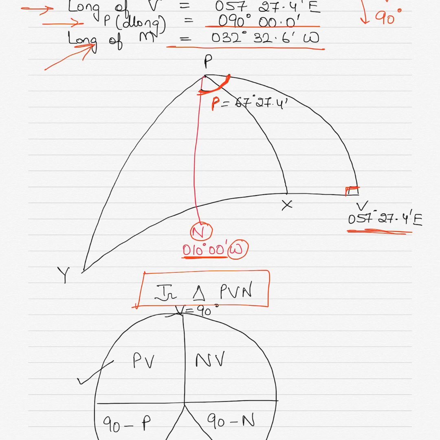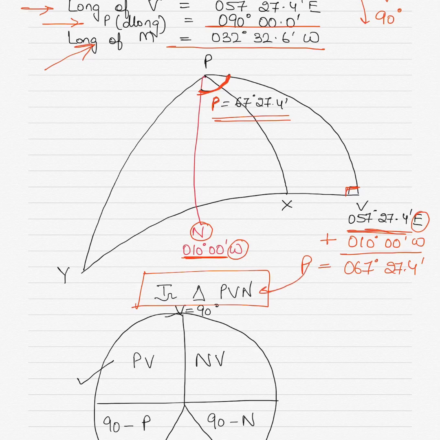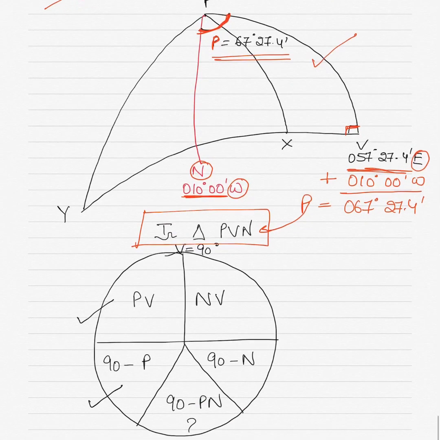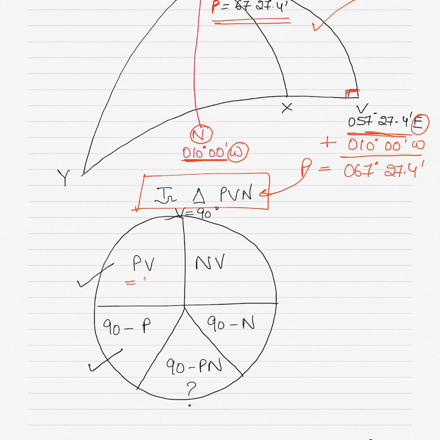So angle P would be the D long between the longitude of N and the longitude of the vertex. One is 10 degrees west, the other one is 57 degrees 27.4 minutes east. Different names, you add the two to find the D long, therefore your D long is 67 degrees 27.4 minutes. This is your angle P in triangle PVN. And of course you know PV already as 21 degrees. So PV equals 21 degrees from before, and you know angle P. So all you have to do now is find out PN.